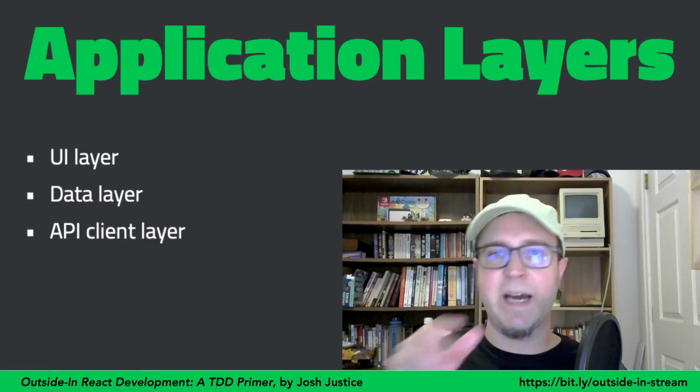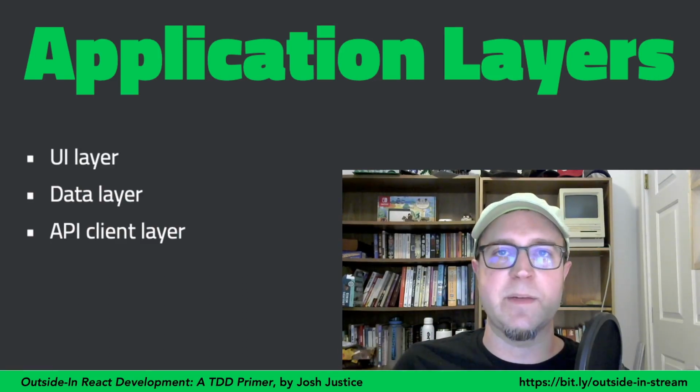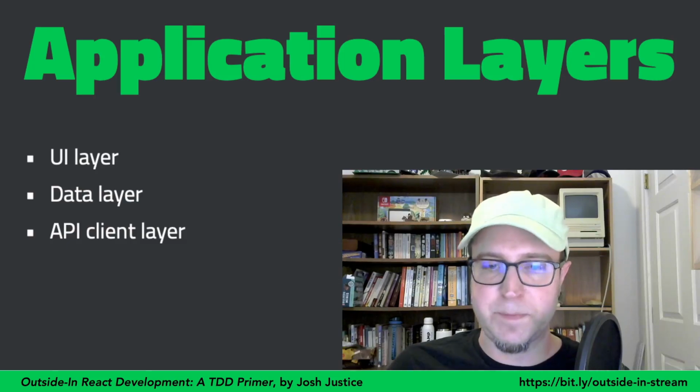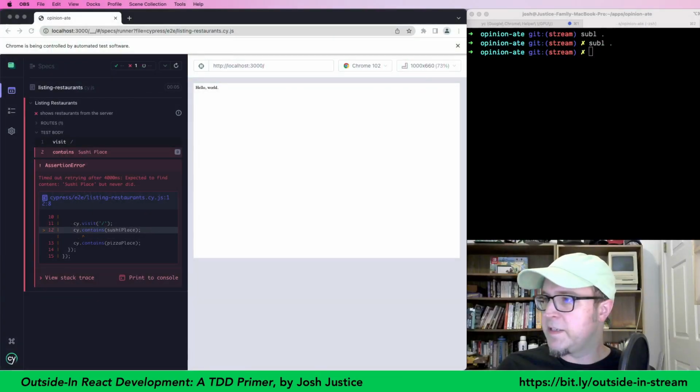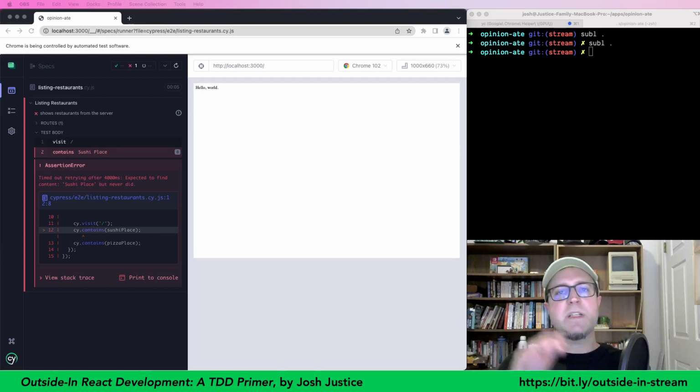And then we're going to have the API client layer be separate, just something that makes the calls to the server. All right, so we're going to build from the outside first, letting the end-to-end tests let us know what to do, and we're going to build starting in the UI layer before we do anything else.